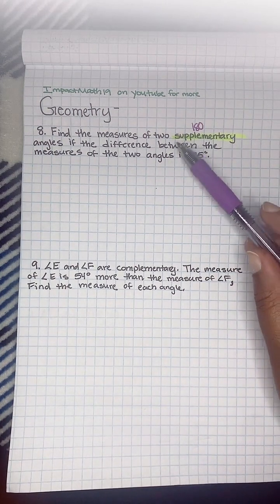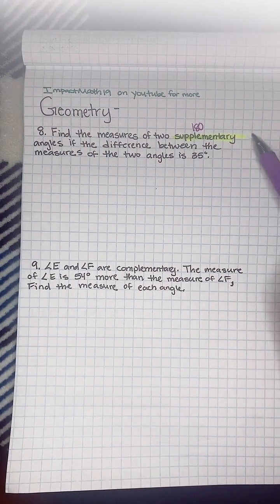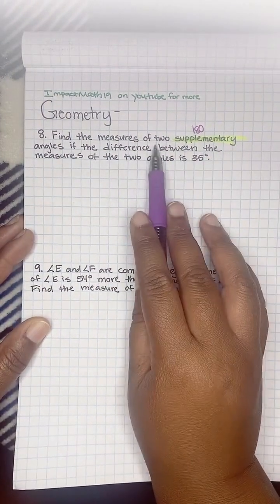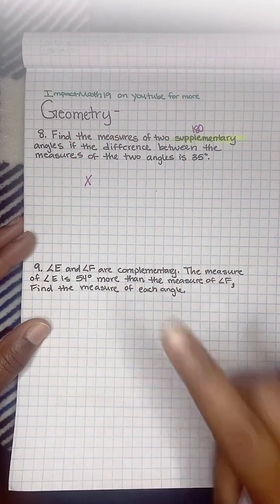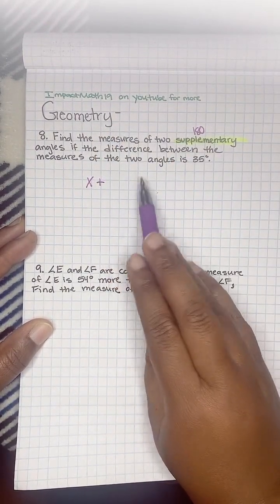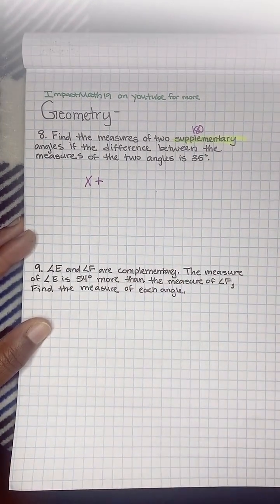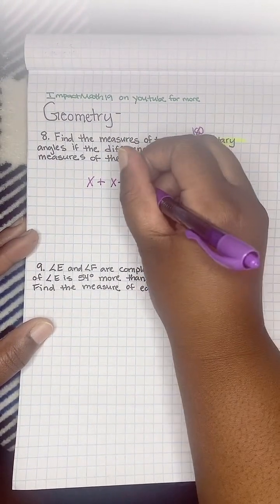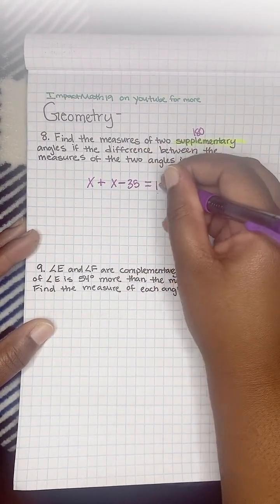Yep. So all you have to do, somebody said they're not good at remembering complementary and supplementary. Supplementary is always a straight angle, 180. So we don't know the first angle. When you don't know something, you just put an X. That's our first angle. Our second angle has to have a difference of the two angles of 35. So we're going to do X, difference means minus 35. And we're going to set that equal to our total, which is 180.